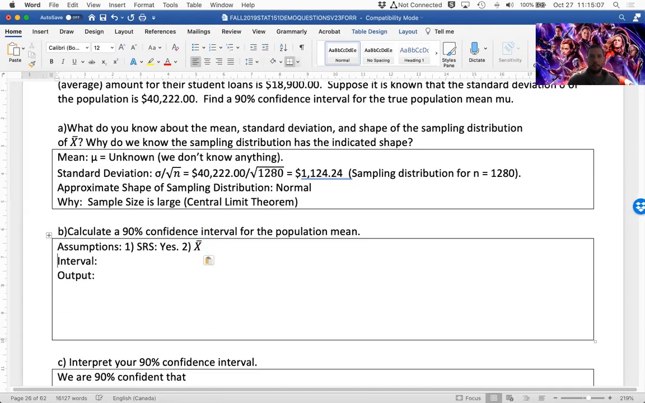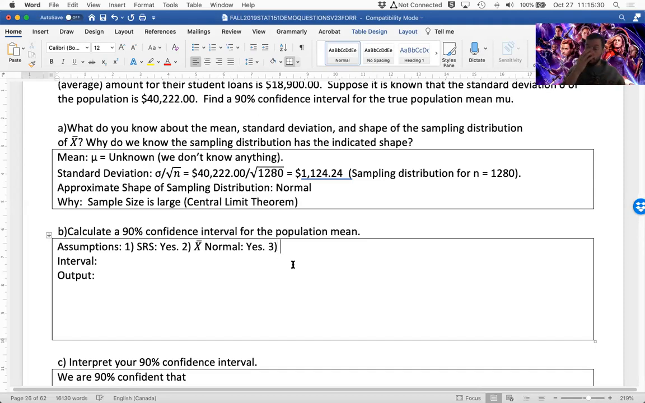Okay. So the second assumption is X bar normal. And we can say yes to this too because of the central limit theorem. So basically our assumptions in many ways are just drawing on what we learned last week about the sampling distribution of X bar. So our second assumption here is that X bar is normal and this is fine.